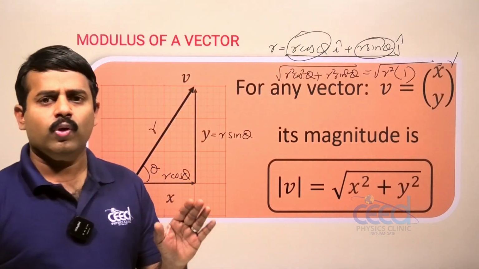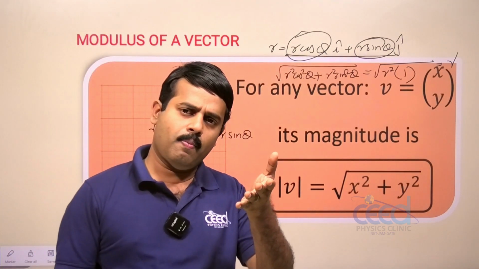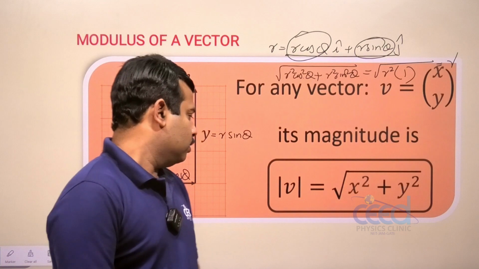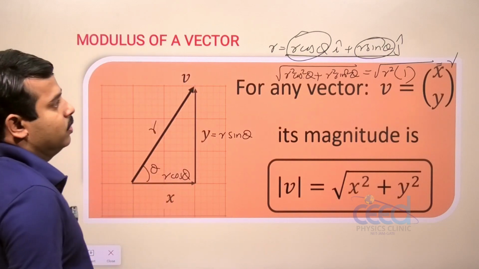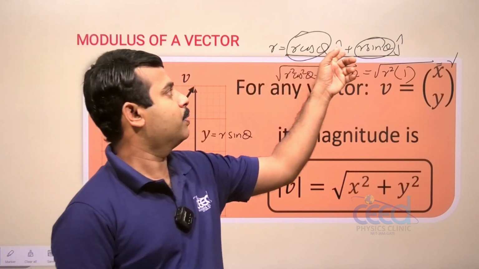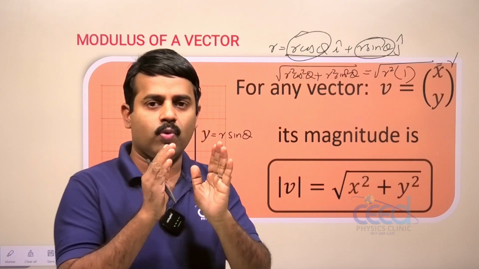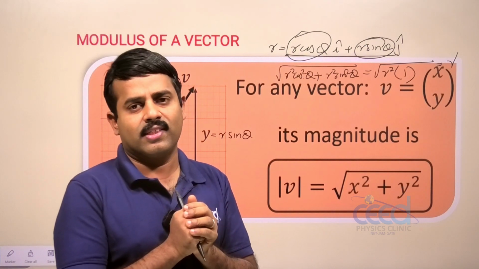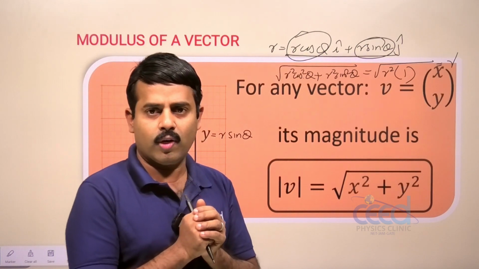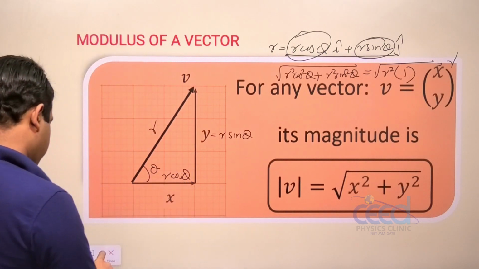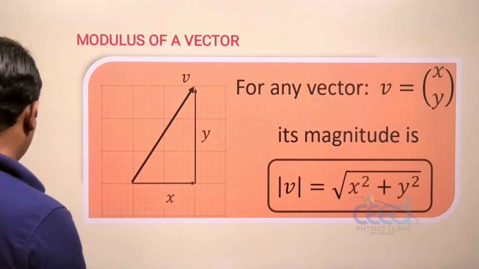So in the Cartesian coordinate system, with the angle also, we can represent it. Generally in 2 dimensions we can represent the position vector as r cos theta i cap plus r sin theta j cap.